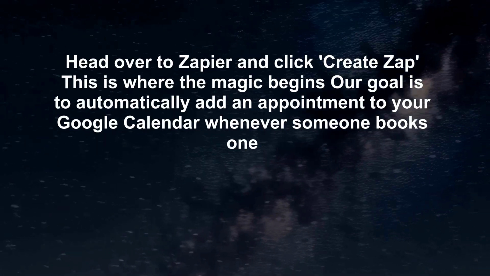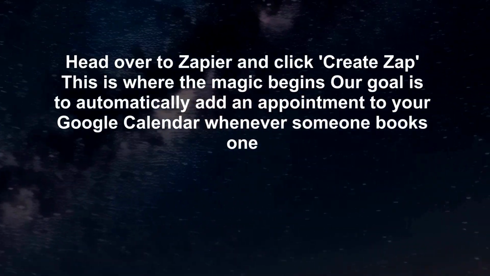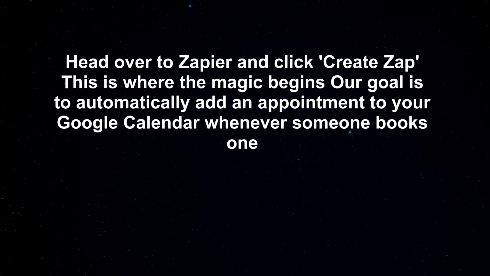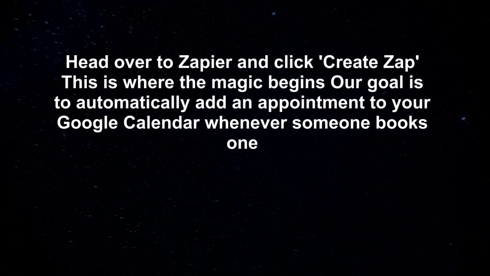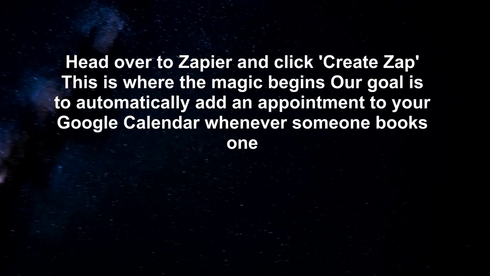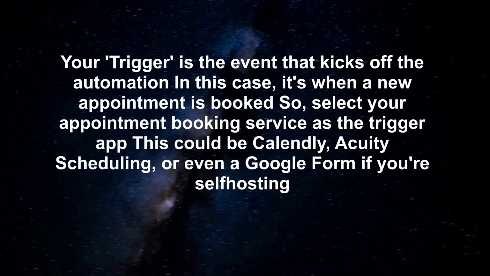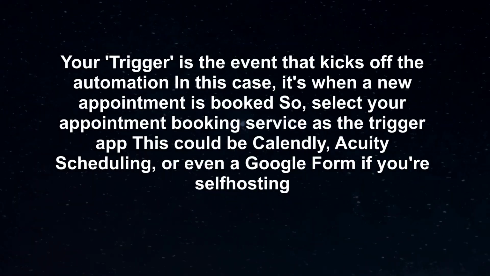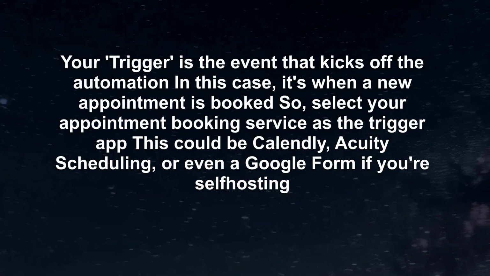Head over to Zapier and click Create Zap. This is where the magic begins. Our goal is to automatically add an appointment to your Google Calendar whenever someone books one. Your trigger is the event that kicks off the automation, in this case, it's when a new appointment is booked.